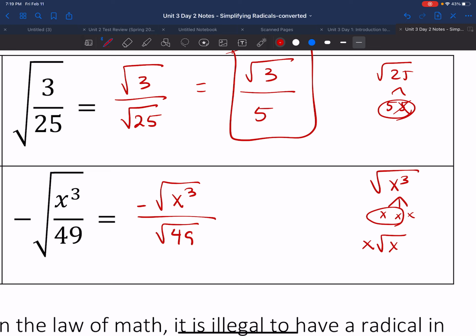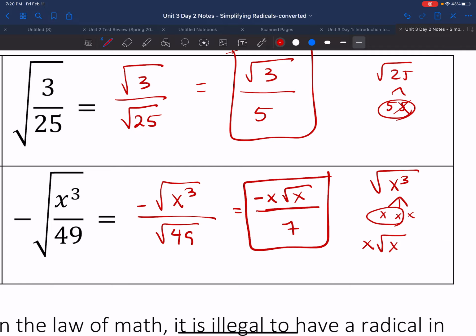So we know for sure we're going to have negative. Don't forget that negative sign. That's being multiplied. Negative times x, which I got here, times the square root of x, divided by the square root of 49, which is just 7. This is your answer.